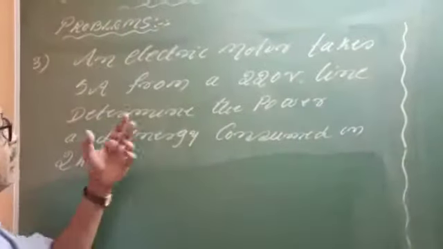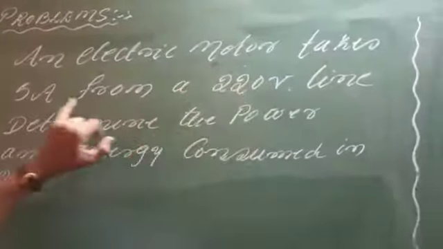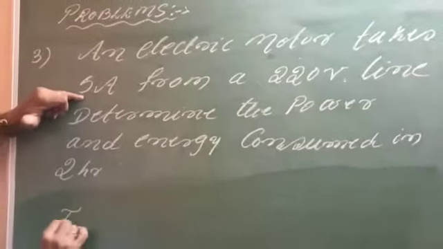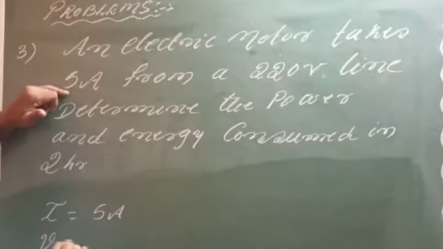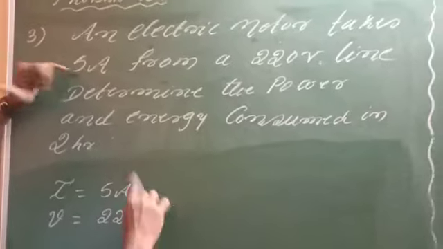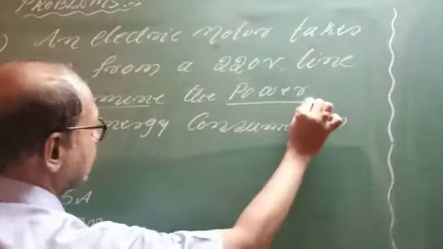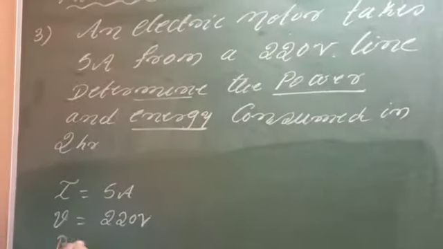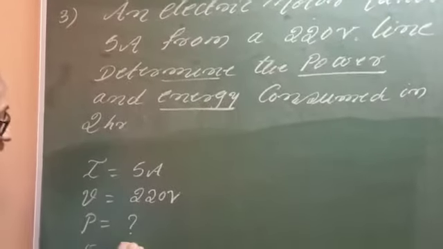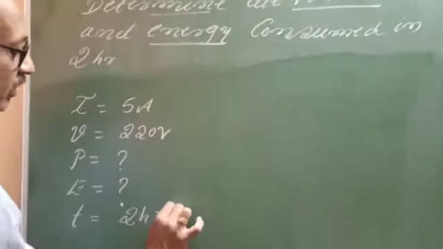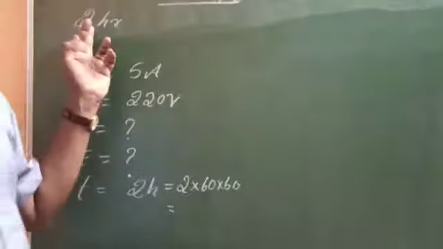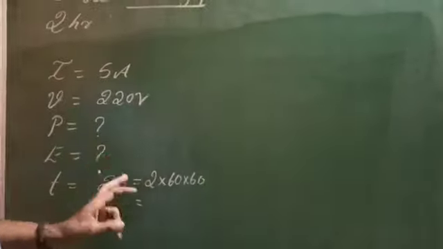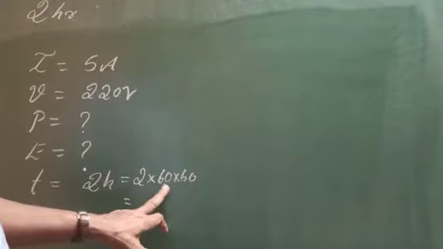Let us go for the other problem. An electric motor takes 5 amps current from a 220 volt line, so V is given as 220 volt. Determine the power and also the energy consumed in 2 hours. 2 hours is converted into 2 into 60 into 60 seconds.